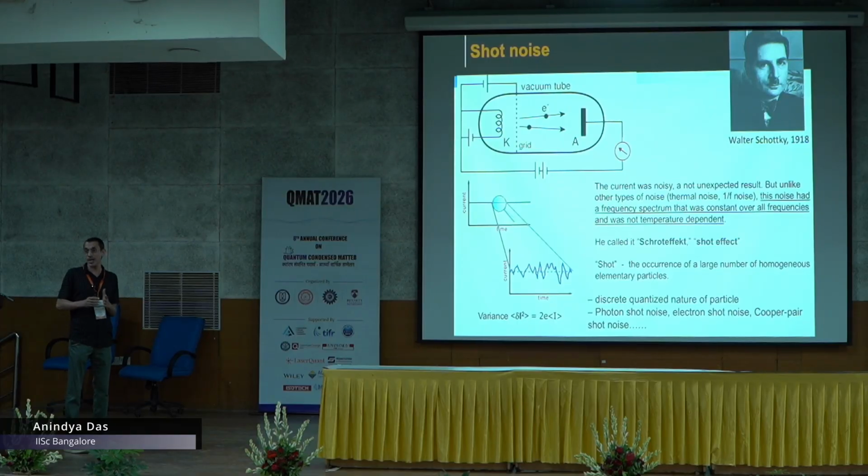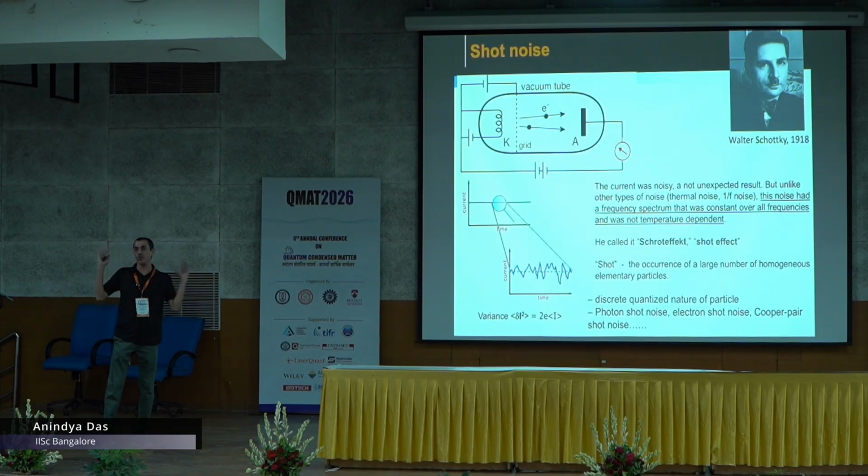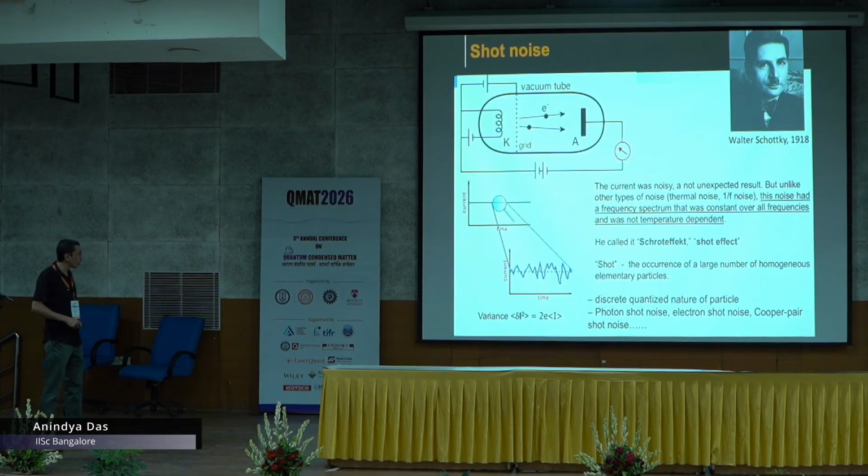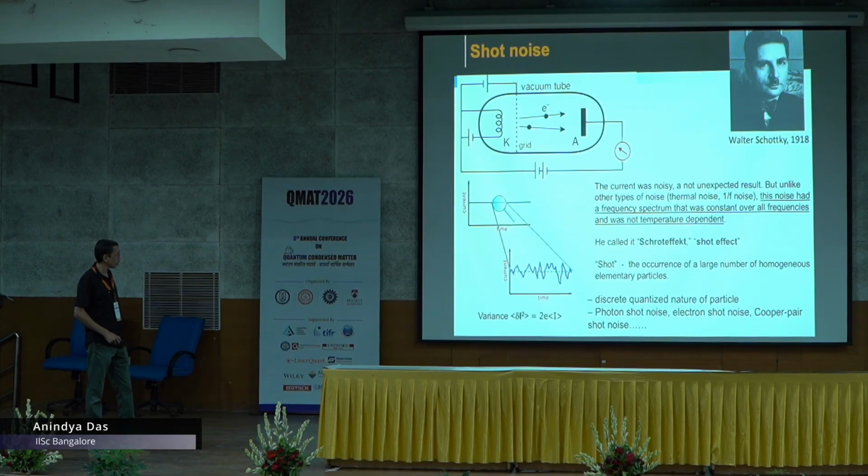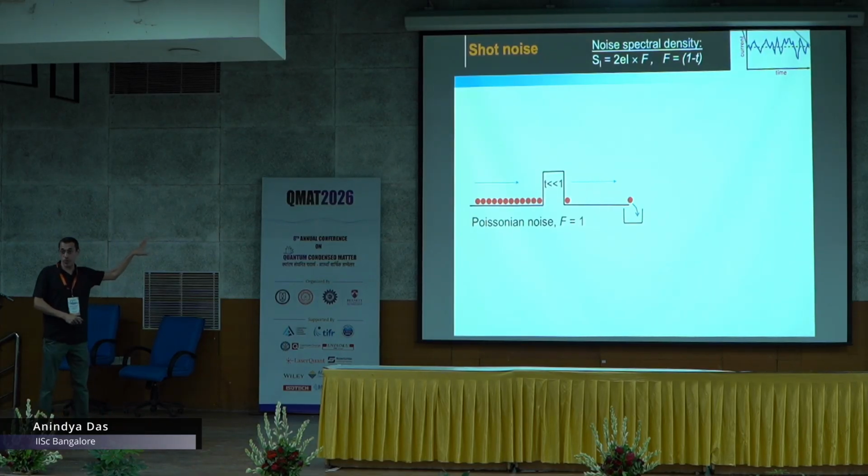So he realized immediately that he had discovered something new, and it was called the shot effect. Later on it became famously known as shot noise, and basically shot noise tells you about the occurrence of a large number of homogeneous elementary particles. So basically it tells you the discreteness of a quantum object. That is what shot noise can do, and it is very important, for example, photon shot noise, electron shot noise, fractional charge in fractional quantum Hall systems, and so on. In shot noise, the fluctuation is characterized by the variance, and that is proportional to your mean current.